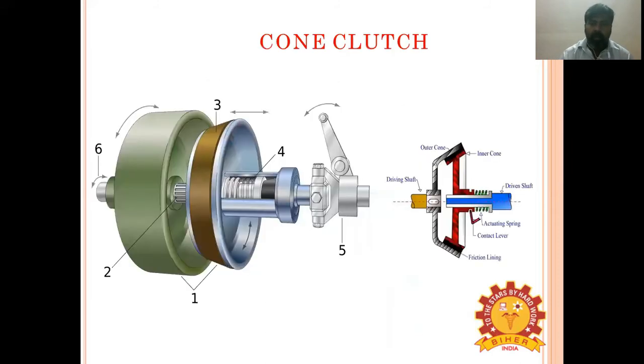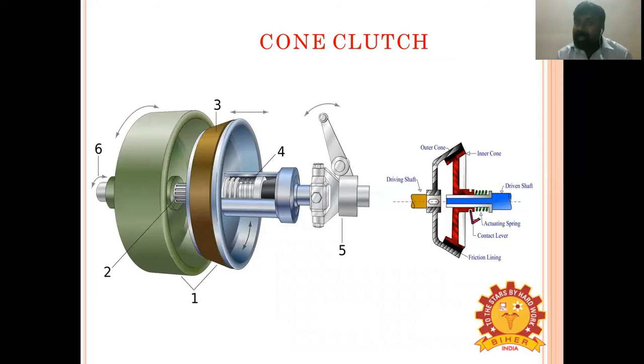Then the next one is the cone clutch. What is a cone clutch? In the cone clutch, the contact surfaces are in the shape of cones. The two cones A and B are in contact when the clutch is engaged, right? The contact is complete and tight with the help of springs. Thus the torque is transmitted during the engagement of the clutch through friction cones from the driving shaft to the driven shaft.